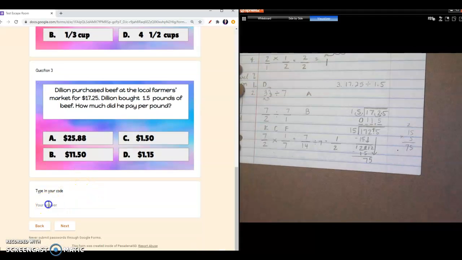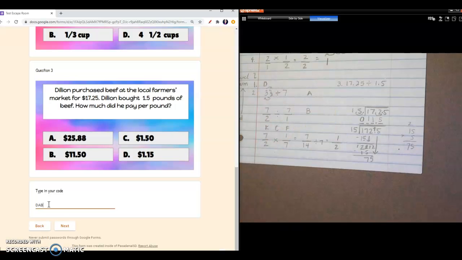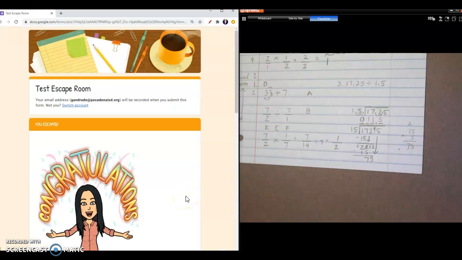So now if I type in my answer choices, I got DAB, and I did it. So if you still need help, go ahead and go back. You can click on the link again and try and take the escape room again. That way, the more you do it, the more you practice, the more likely you are to pass your test tomorrow. Remember, the questions are just like the ones on the test. So if you want to do good, I suggest you keep retaking the escape room. You can take it as many times as you want.